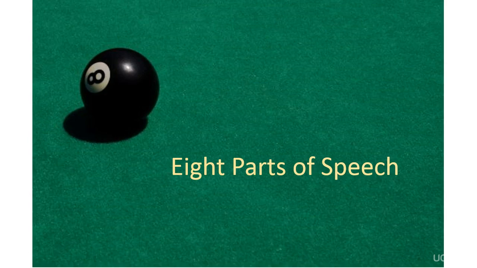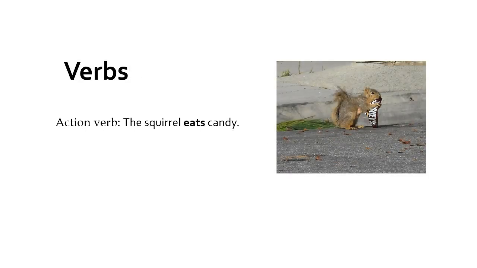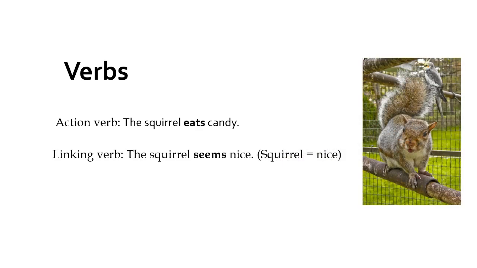So in this lesson, we'll be covering the parts of speech, and there are 8 parts of speech that we're going to talk about. The first is verbs. The verb is the core of the sentence. It indicates action or a state of being. So if we have the sentence, the squirrel eats candy, eats is the verb. That is the action in the sentence. That's what the squirrel is doing.